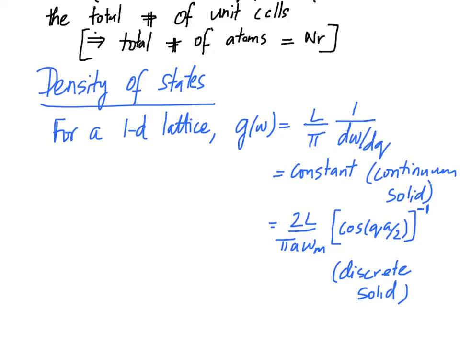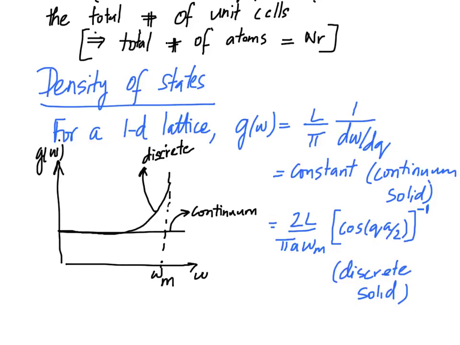So this is the answer for a discrete solid. You can go back to the omega versus q relation that we had derived in the last lecture for the 1D monatomic lattice, and then stick it into this equation up top, and then you will get a relationship g of omega, which is actually not a constant. So if we now plotted g versus omega for the continuum versus discrete solid, here is what we are going to see.